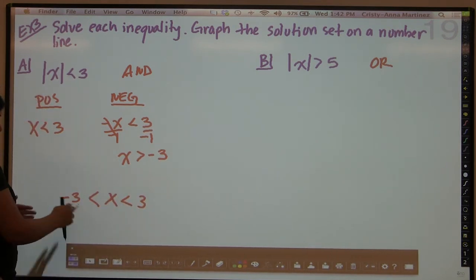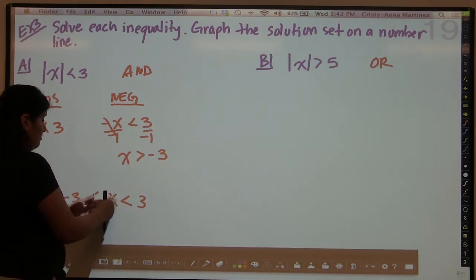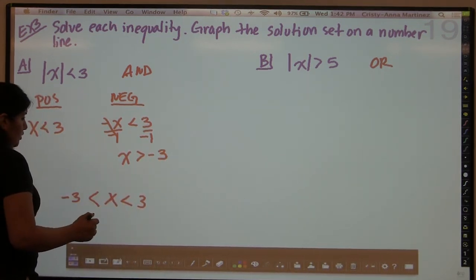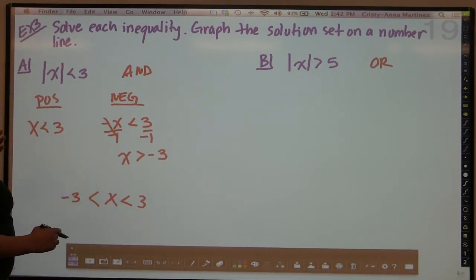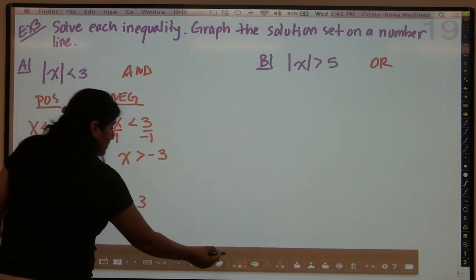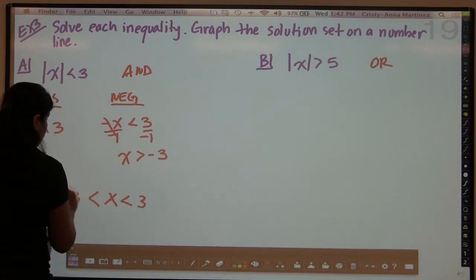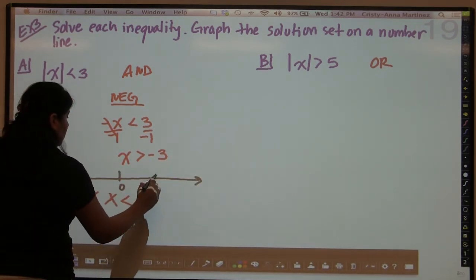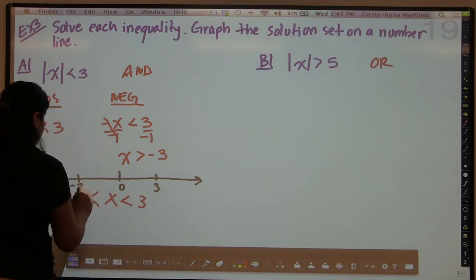And there's your sandwich. -3 is smaller than x, and x is smaller than 3, and -3 is smaller than 3. This is all very true, so it all works out. And you have an and. When I graph these two guys on the number line, I'm just going to kind of sneak it in here, put a 0, +3, -3.